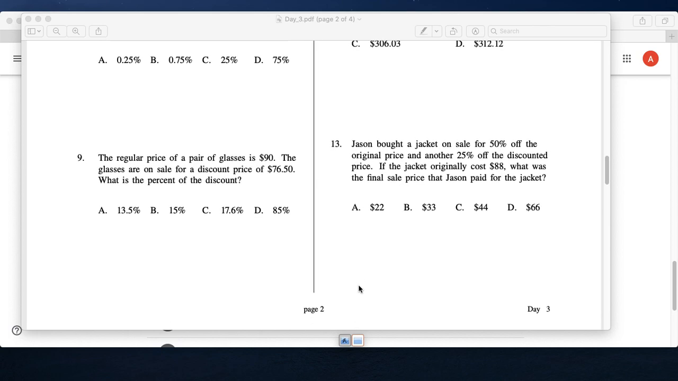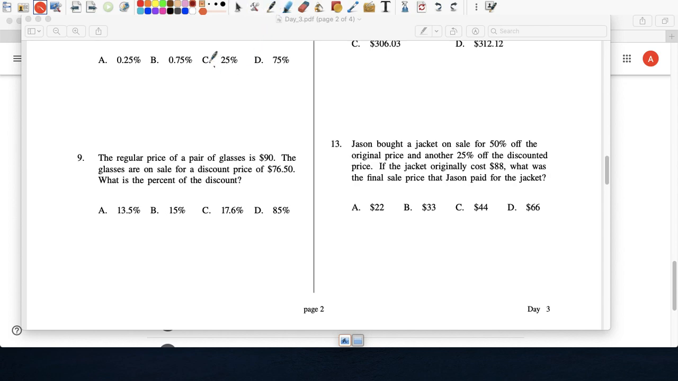What is the percent of the discount? So again, percent of change. The regular price was 90. The new price is 76.50. What was the discount? So what was the percent of change? New minus old over old, and don't forget to multiply that by 100. So 76.5 minus 90, enter, divided by 90 equals 0.15 times 100, so the discount was 15%.